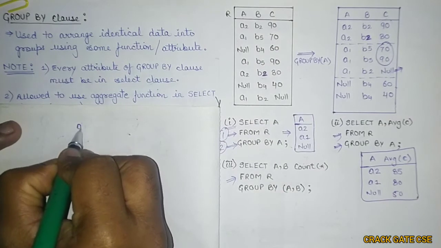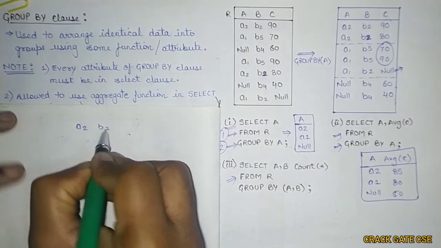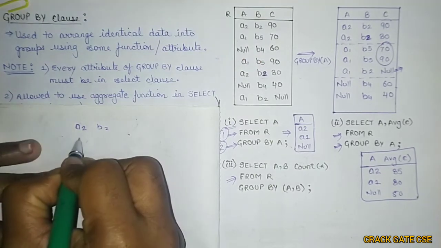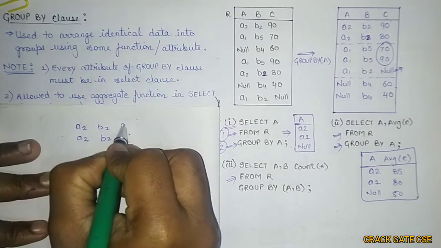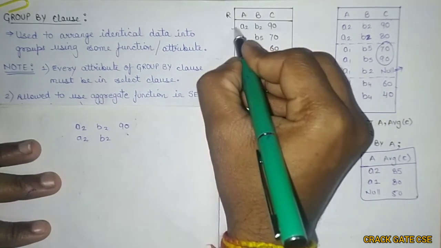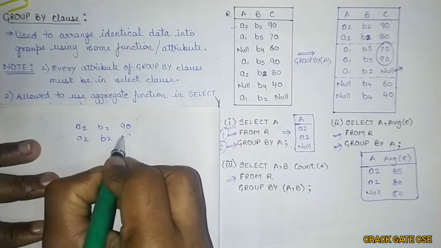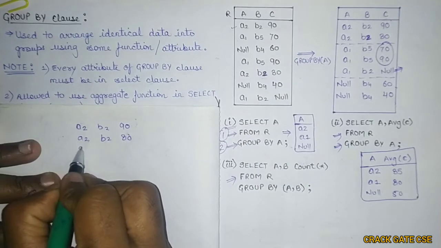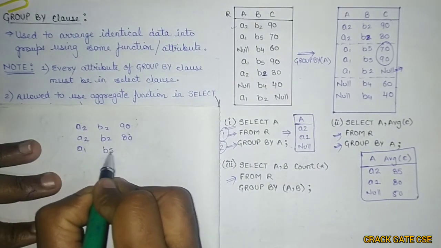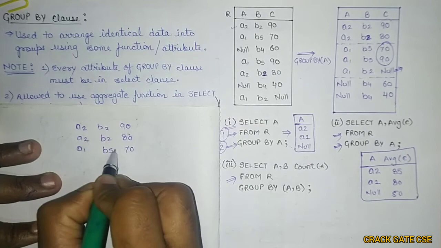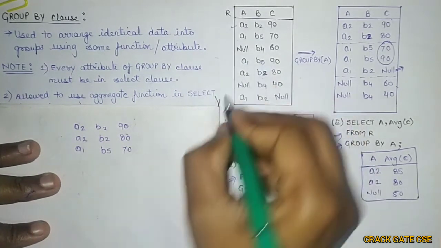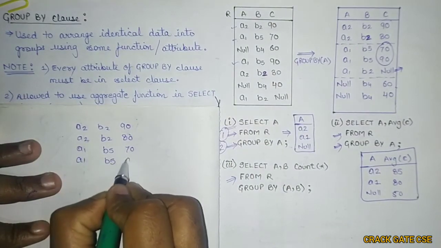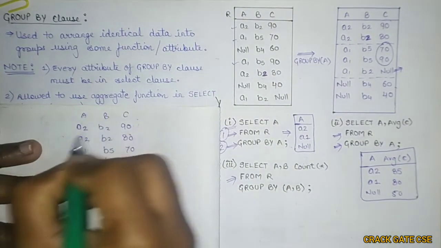How to group? Check A2 values. So first pair is A2 B2. Is there any other A2 B2 available? Yes, A2 B2 is available. A2 B2. So let me write the values also. So I did this. Now next is A2 B2 80. Now what is the next one? A1 B5. So I am writing A1 B5 70. Is there any other A1 B5 available? Yes, there is another A1 B5 available. So we did this. Now we are writing this one also. So A1 B5 90. These are the values of A, B, C.